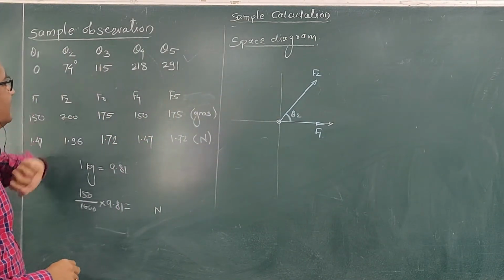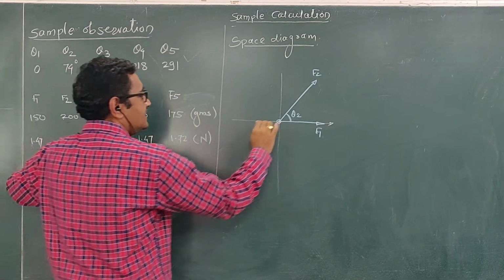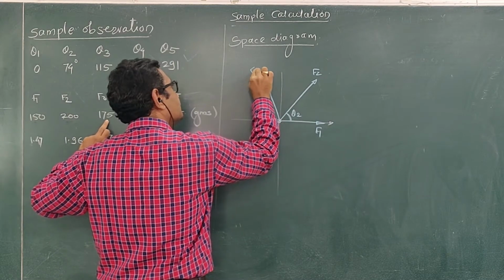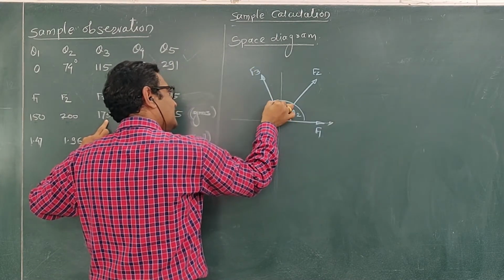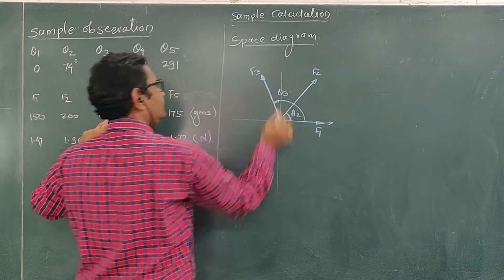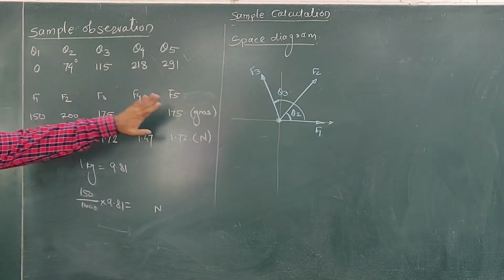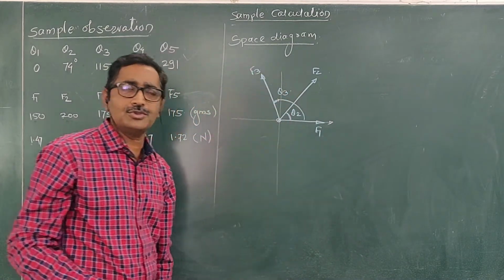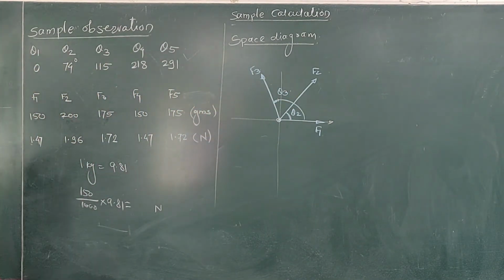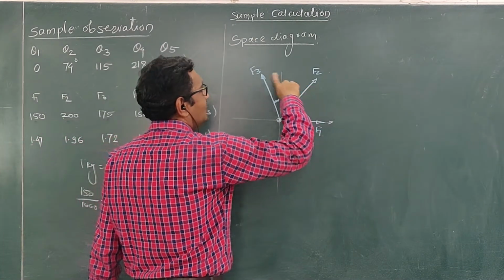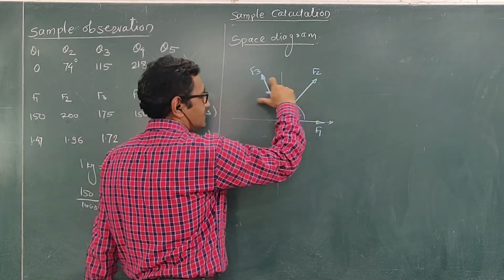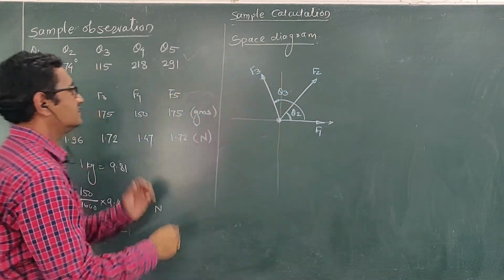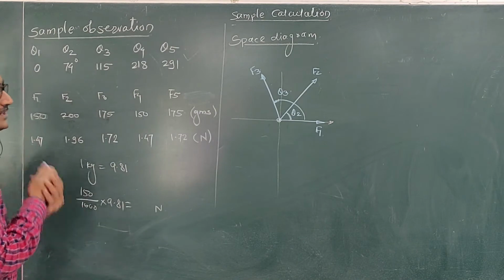The third angle is 150 degrees, where the force F3 is acting. So this is the third force, and this angle is theta 3. Approximately I have shown it, but you have to use the protractor and take exact angles, and then show this force F3. No need to bother about the length of these vectors. In a space diagram, we have no need to bother about the magnitude of the force, meaning the length of that particular vector.